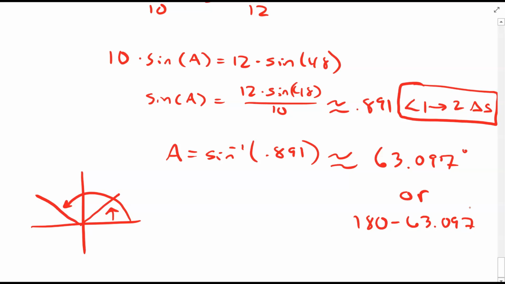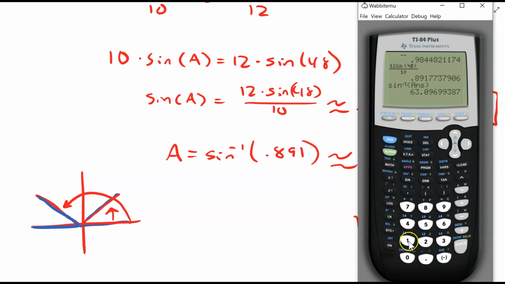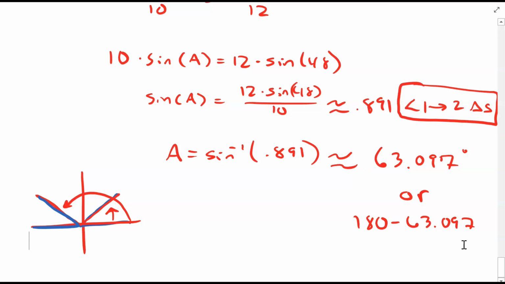So my other answer would be 180 minus 63.097, because remember, the size of this angle with respect to the x-axis is the same. Right? That was an important tool we used first semester. So that's 116.903.